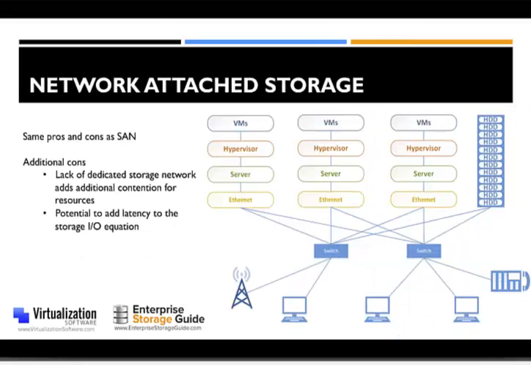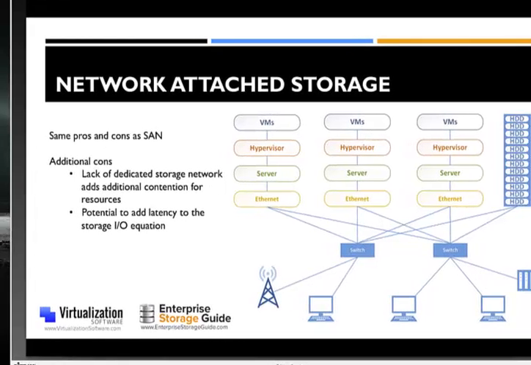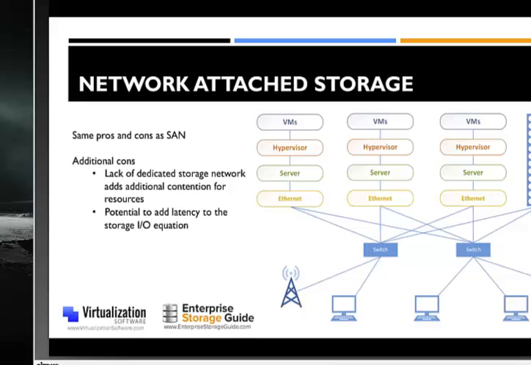Now I want to touch briefly on network attached storage as well. This is another type of storage that we've seen in the network. It has similar pros and cons to a storage area network, but I believe we have some additional potential for even more latency than we would normally see in the storage I/O equation, because there are so many NAS devices out there in departmental situations where they may not have a dedicated storage infrastructure to support their needs. So they may be sharing that Ethernet link with other applications, which could add potential latency to the I/O equation. David, do you have any thoughts there?